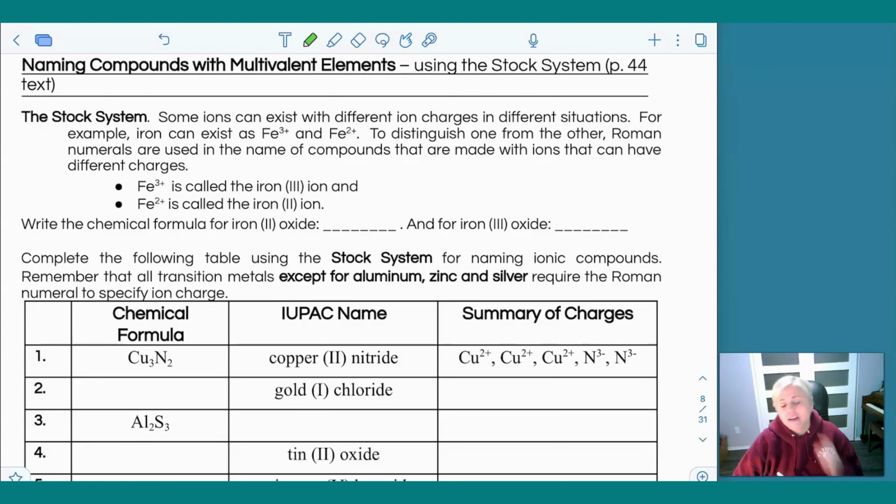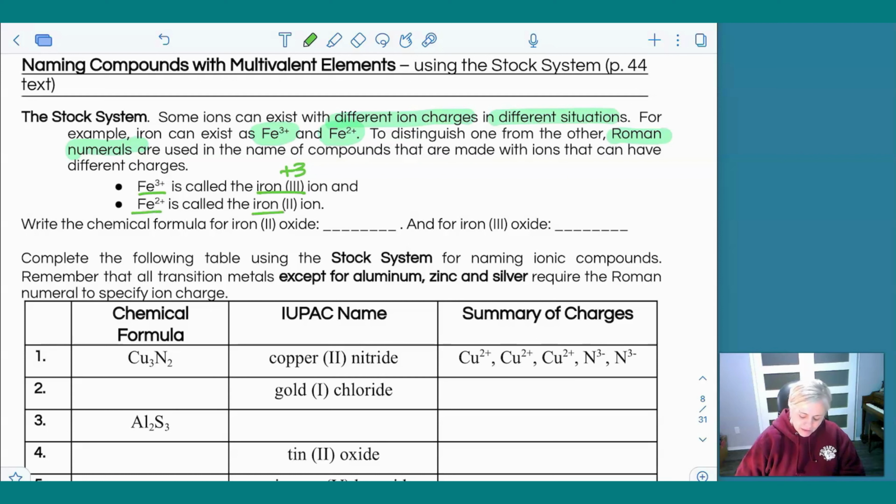Some ions actually can exist with different ion charges in different situations. For example, you could take iron. Iron can exist as a 3+ or a 2+. So that we can tell the difference from one or the other, we use Roman numerals in the name to indicate which charge we're going to use. So we need to know our Roman numerals. Fe+3 is going to use iron with a Roman numeral 3 because 3 stands for +3.